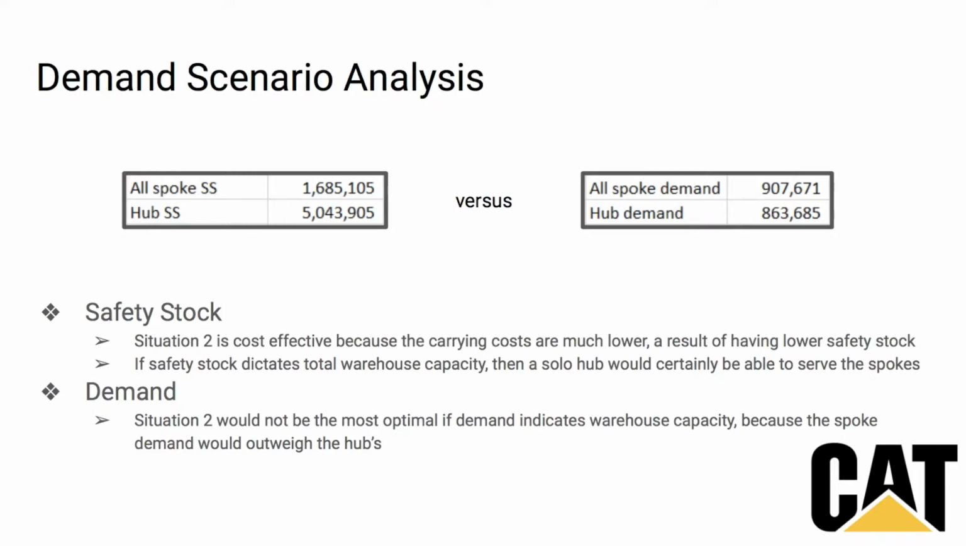Although this may seem like a pitfall, we view the one hub in situation 2 as serving more as a cross-docking warehouse than anything else, thus alleviating any stress pertaining to capacity.